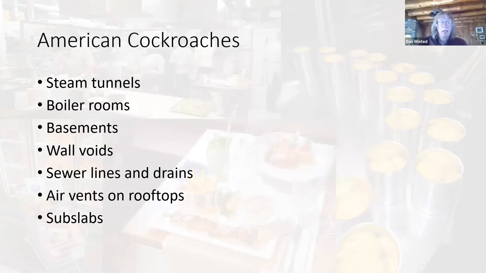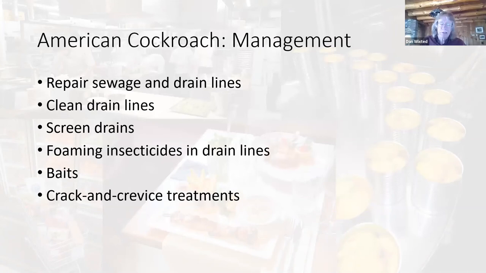American cockroach control is very similar. The big difference with American cockroaches is where they are. They really like drains and steam tunnels where it's hot and warm. So you need to do a lot more focusing on drains with American cockroaches. Next slide. If you're going to use a drain cleaner, make sure it's a foaming drain cleaner so it coats the entire interior diameter of the drain. Same thing with insecticides. You can use foaming insecticides in drains so it leaves a residual coating of insecticide on all surfaces of the drain, not just the bottom where water might go down the drain. You catch any roaches in there. Next, please.